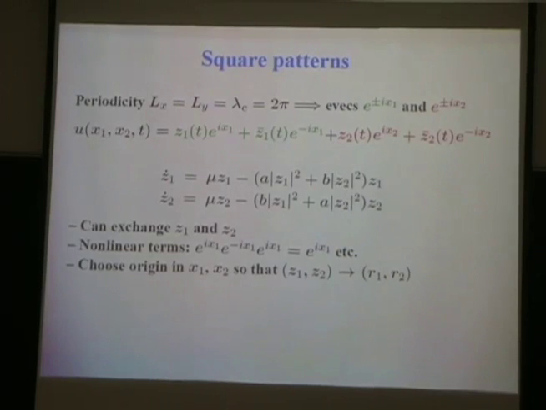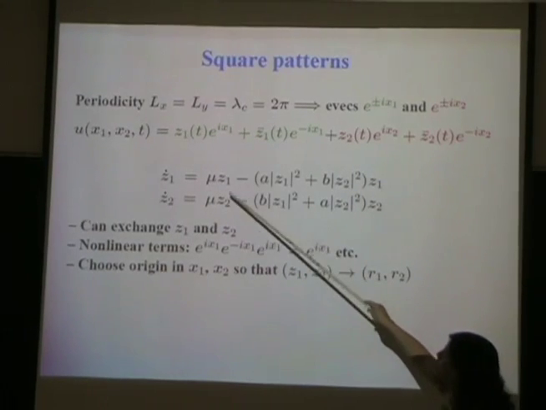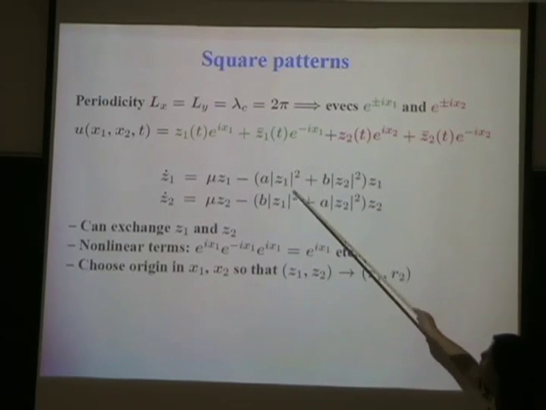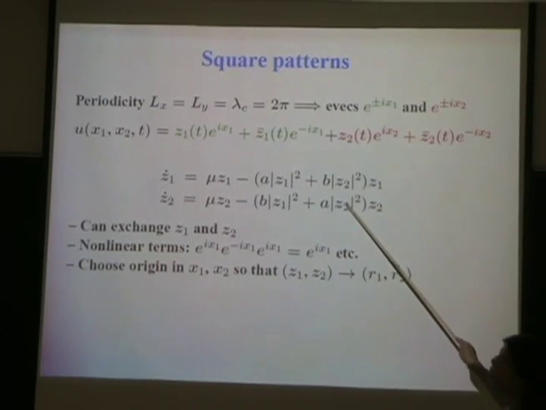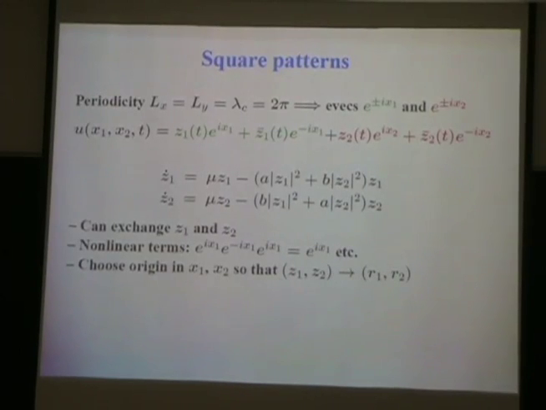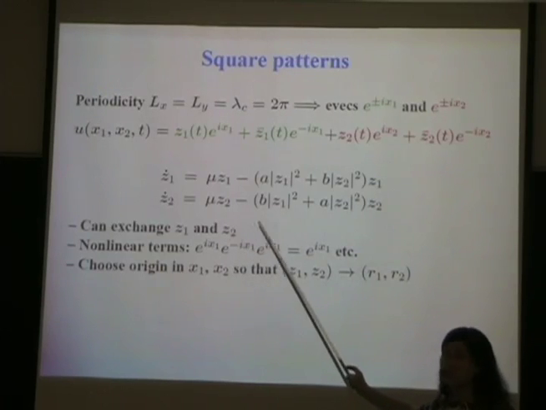And I'm assuming that it's indifferent between this direction and this direction, and that means that these mu's are the same in these two directions, that the self-saturating term for 1 is the same as the self-saturating term for 2, and the cross-saturating term is the same. Okay, so you can see that in these equations you could interchange Z1 and Z2.